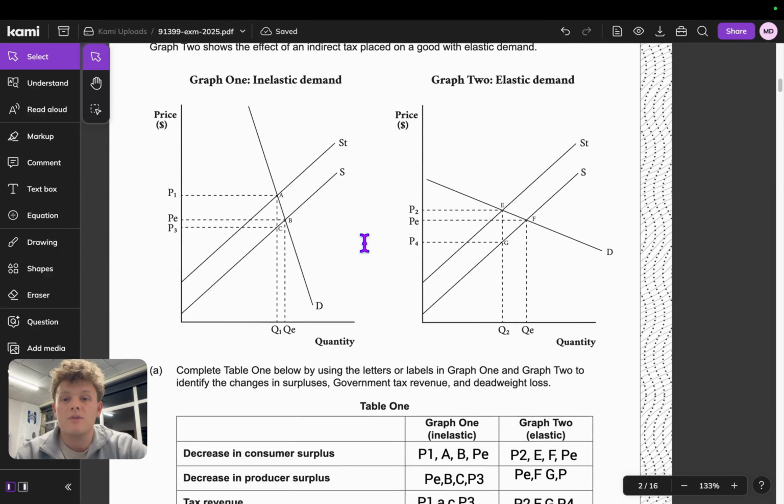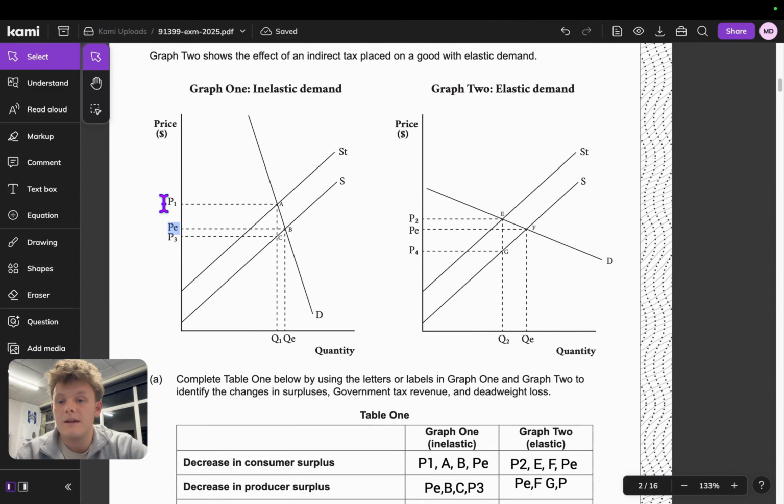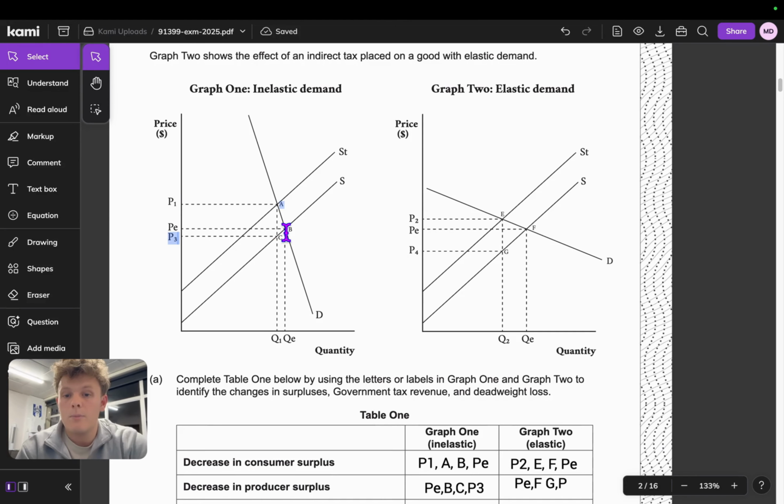So if we look at the change in price, they're paying from PE to P1. This rectangle of P1, A, and then the point in the middle here that's not referenced, and PE, is much larger than the area of P2, E, the dot that's not referenced, and PE. So the incidence of the tax has a much greater effect.